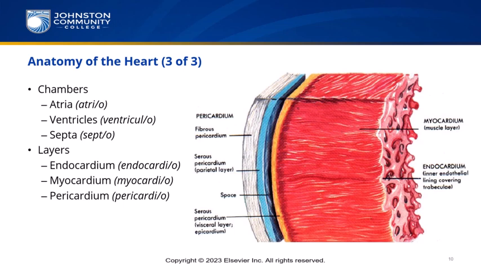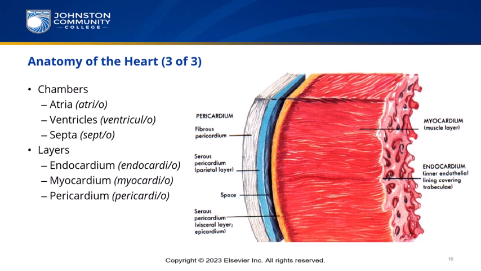The endocardium is the thin tissue that acts as a lining for each of the chambers. Then we have the myocardium, which is the cardiac muscle surrounding each of these chambers. The pericardium, however, is the double-folded layer of the connective tissue that surrounds the heart.